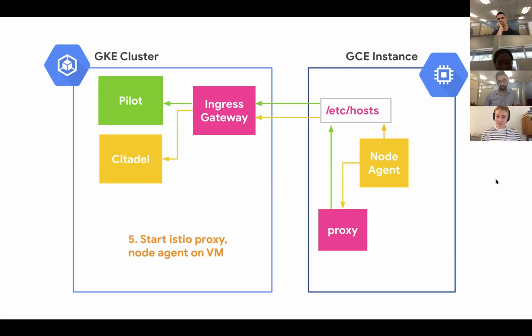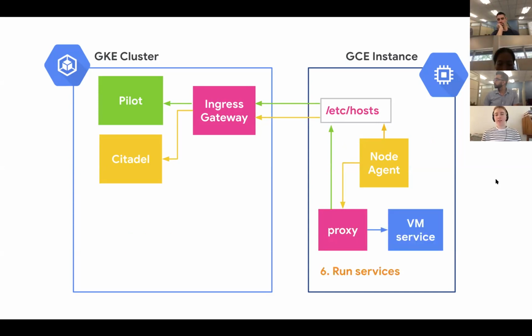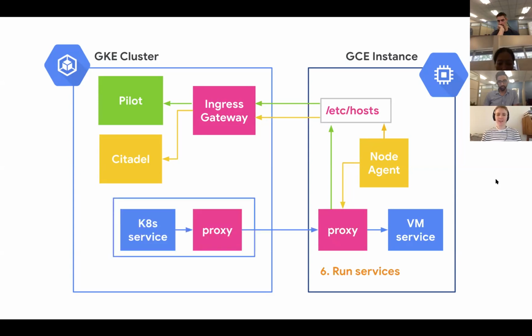And then next to last, we're going to start the Istio remote components on the VM. This is two things: the remote Citadel component for certs, and the proxy. And then the last thing we're going to do is run our services. I'm going to show a service running in raw Docker on the VM. It could also be a raw executable. And then I have some services in the cluster as well.